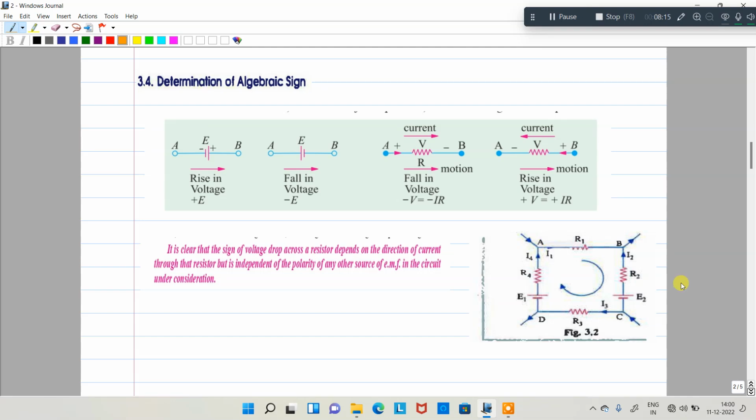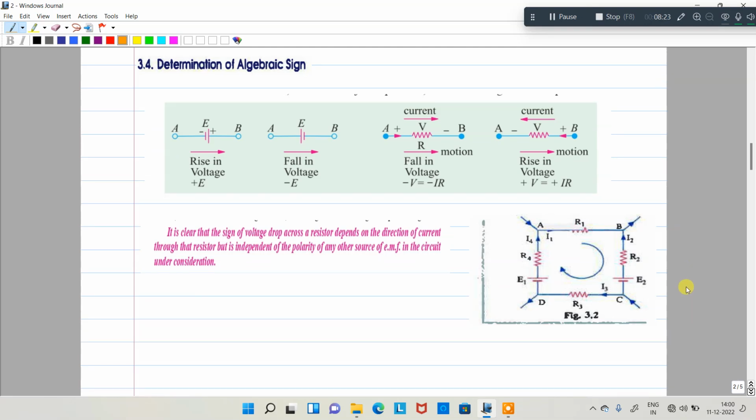Already I just now mentioned the summation is based on the polarities, right? So that polarities I will explain here. Everyone listen carefully. Before moving to all these concepts, just see here. It is clear that the sign of the voltage drop across a resistor depends upon the direction of current through the resistor. Very, very important. The polarity of the voltage drop of the resistor is based on the direction of current, but independent of the polarity of an EMF in the circuit under consideration.